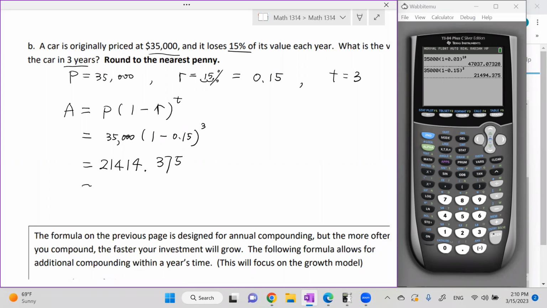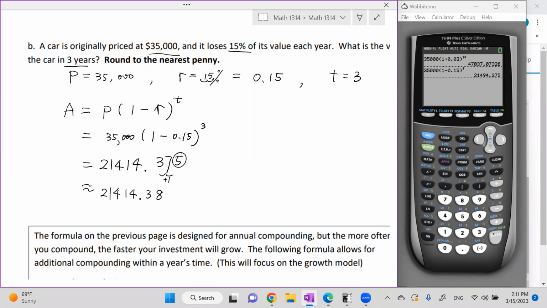375, but we need to keep the nearest penny. I need to keep these 2 digits, but the digit after the 7 is 5, which is greater than or equal to 5. So the 7 plus 1, we have 21414.38. You see the price of the car decreased because you lose value each year.